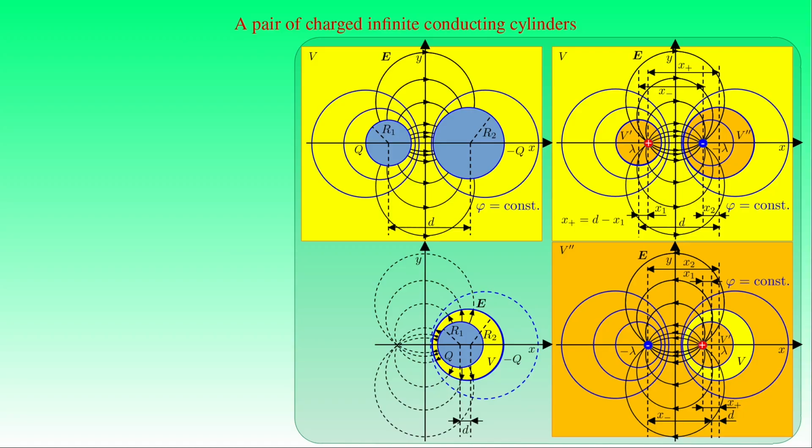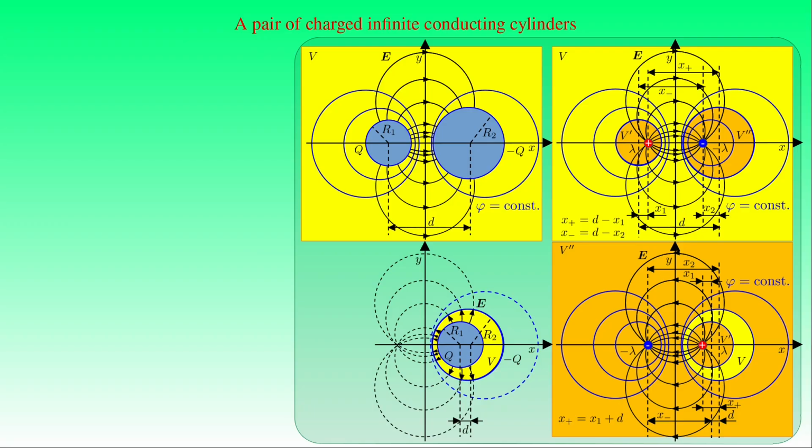Similarly, the distance x sub minus of the line charge minus lambda from the center of the opposite cylinder is equal to the difference between the distance d and the distance x sub 2 of the line charge from the center enclosing the line charge. In the second case, the distance x sub plus between the positive line charge and the center of the outer cylinder is given by the sum of the distance x sub 1 between the line charge and the center of the inner cylinder and the distance d.